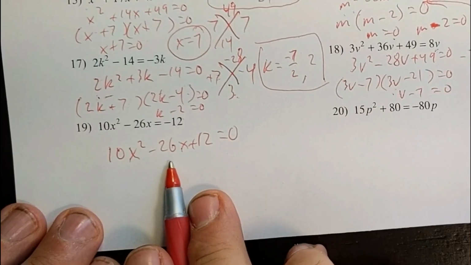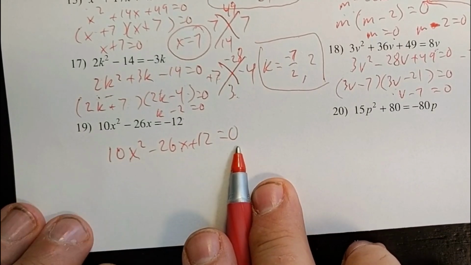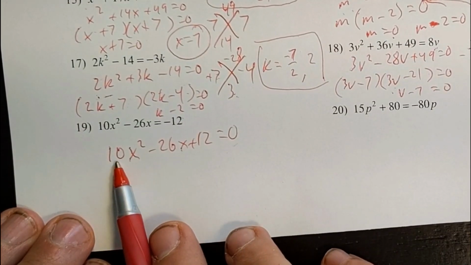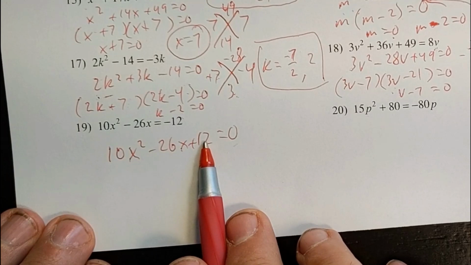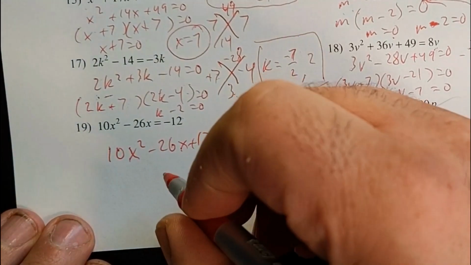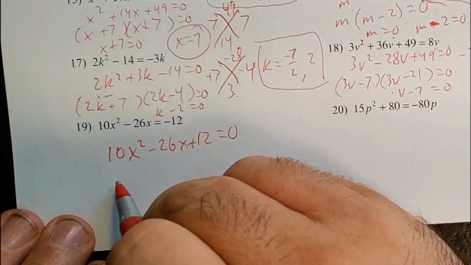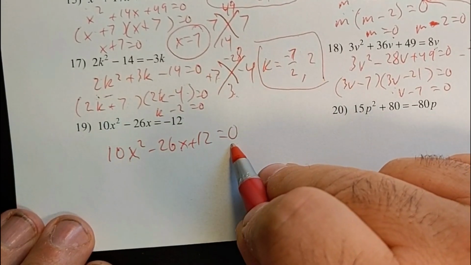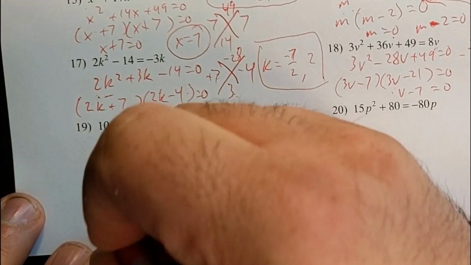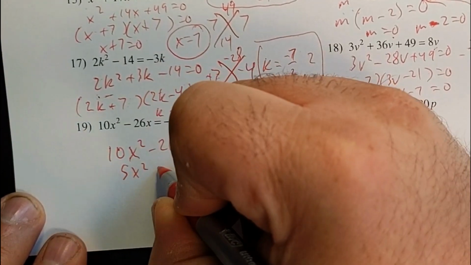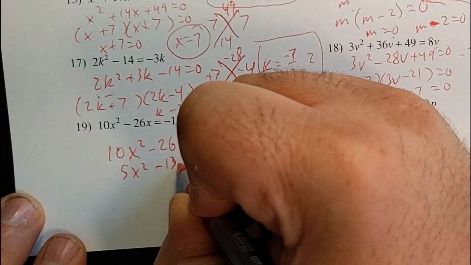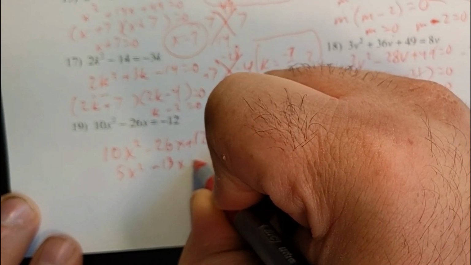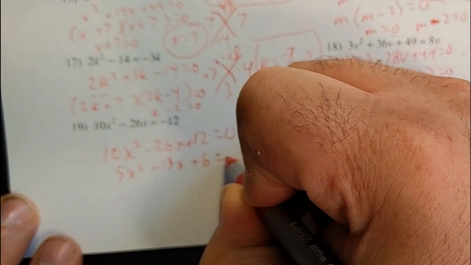you get 10x squared minus 26x plus 12 equal to 0. Now that we have that, we look for greatest common factors here. All of these are even numbers. They can be divided by 2. So we're going to simplify this by dividing all of these by 2. And the reason we can do that is because the 0, if you divide by 2, stays a 0. You get 5x squared minus 13x plus 6 equal to 0.